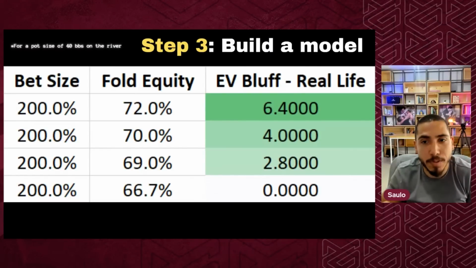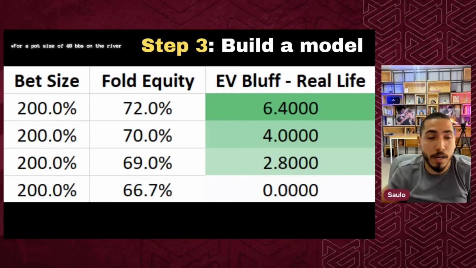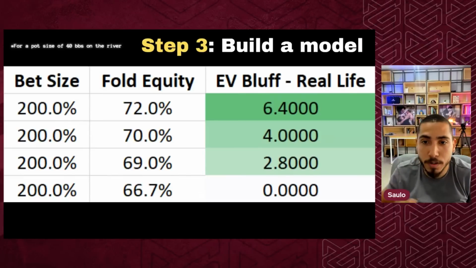So you have on the top 72%. That's the first data that we got from Hand2Note. If people fold 72% to this sizing sequence, then I'm making 6.5 big blinds per hand with my bluff. Okay, that's 6.5 big blinds every hand that I can bluff in this particular spot, given that they fold 72%.